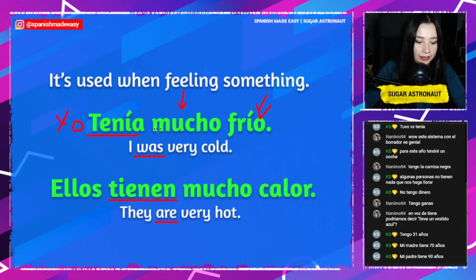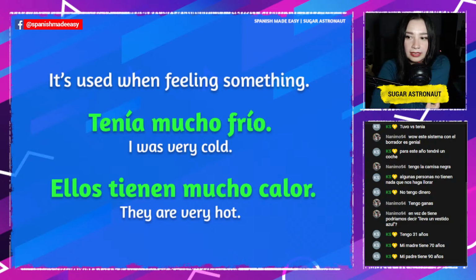And you can't use the verb ser or estar. Same as when we were talking about age, you cannot say yo estaba mucho frío. That doesn't make any sense. Or yo era mucho frío. That doesn't make any sense. You gotta use the verb tener when you're talking about how you're feeling, cold or warm. Okay? Tricky.